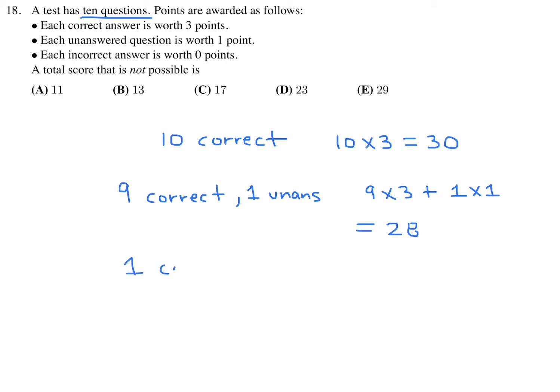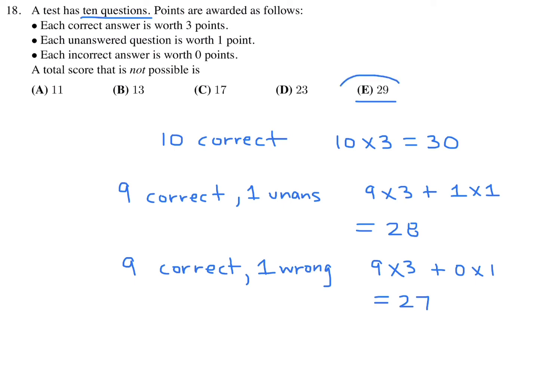All right? How about you have 9 correct and 1 question that you got wrong? Well, you'd have again 9 times 3, but for the wrong question, you won't get any points. You get 0 times 1, and that's 27. And then so on down, right? 8 correct, 1 unanswered, and so on. Notice there's 1 score that's not possible. It is 29. There's no way of getting 29 with this scoring system. So number 18, the answer is E.